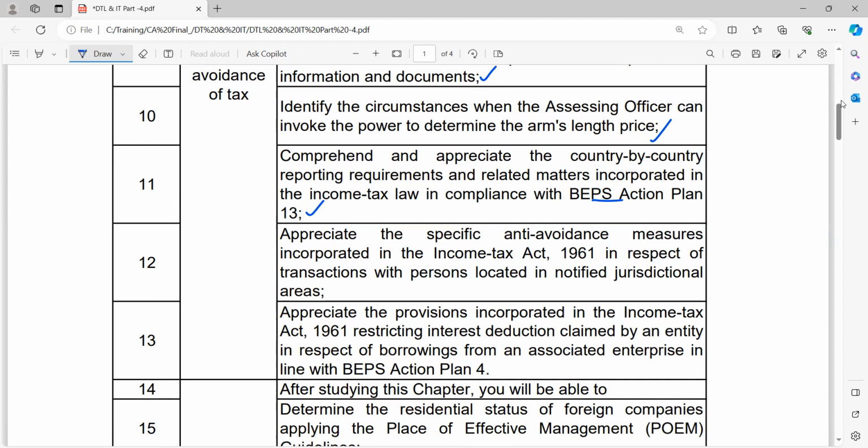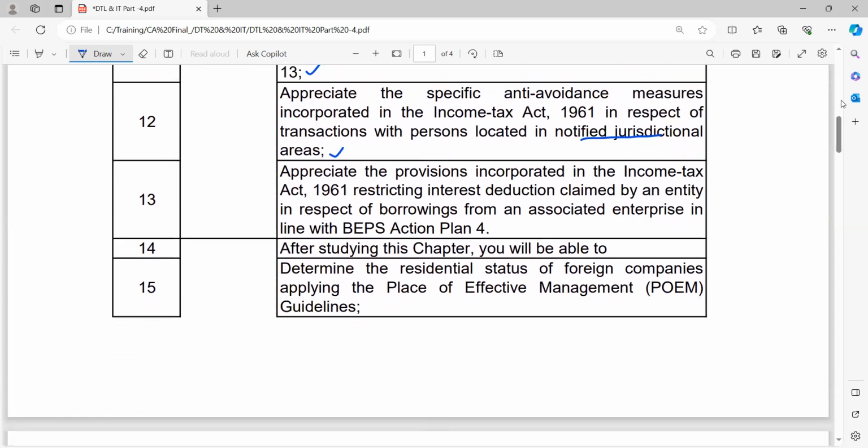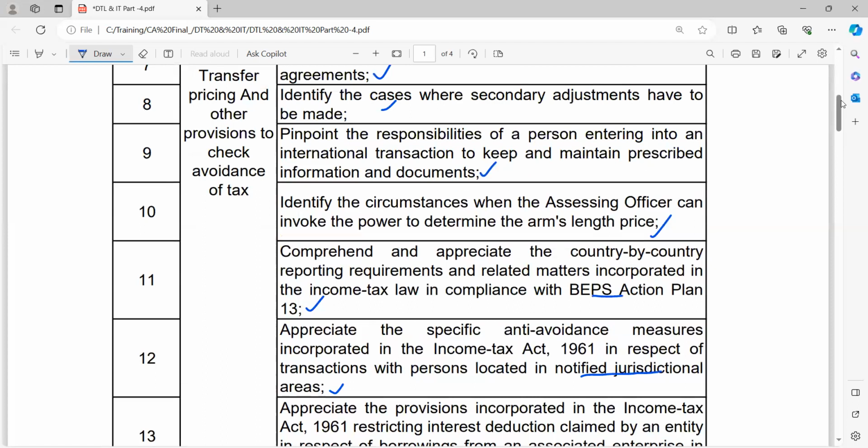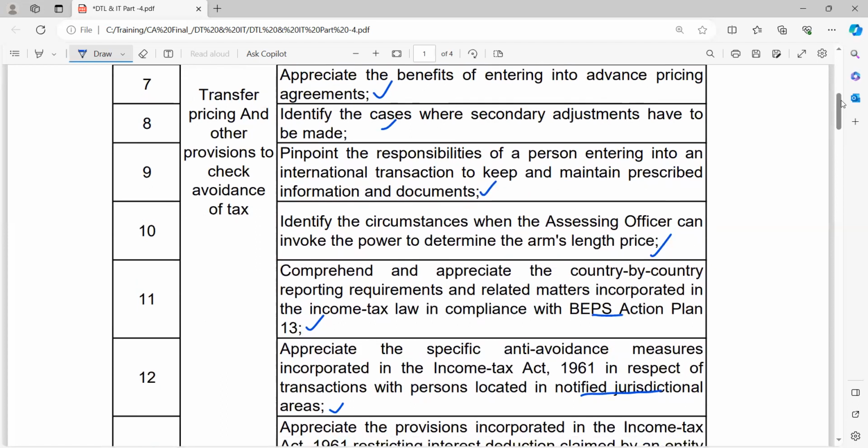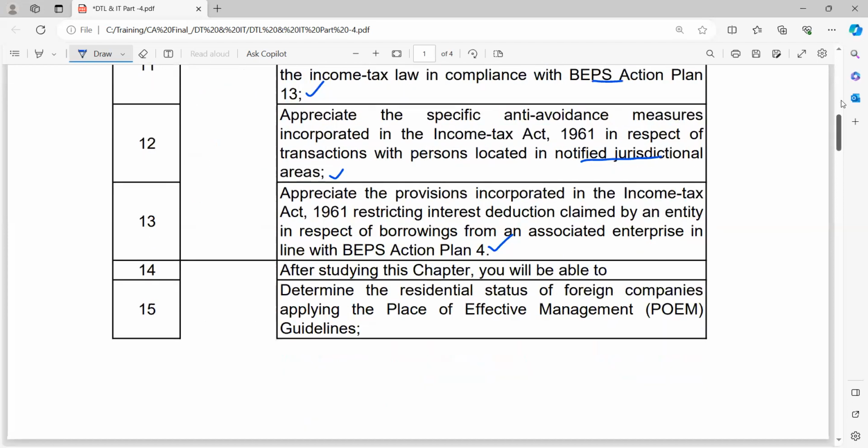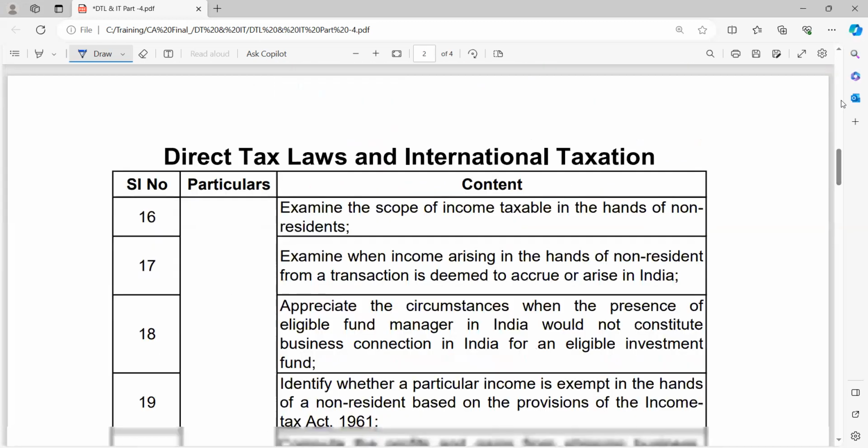You can appreciate the specific anti-avoidance measures incorporated in the Income Tax Act in respect of transactions with persons located in notified jurisdictional areas. Next, you can appreciate the provisions incorporated in the Income Tax Act restricting interest deduction claimed by an entity in respect of borrowings from an associated enterprise in line with BEPS Action Plan 4. These are all the things you can learn from the chapter of Transfer Pricing and Other Provisions to Check Avoidance of Tax.